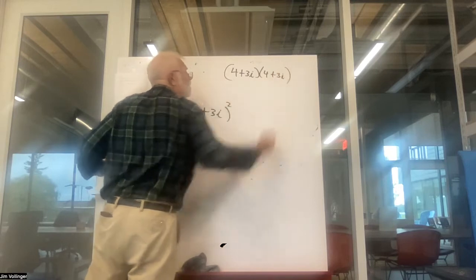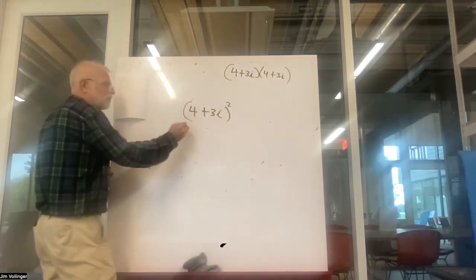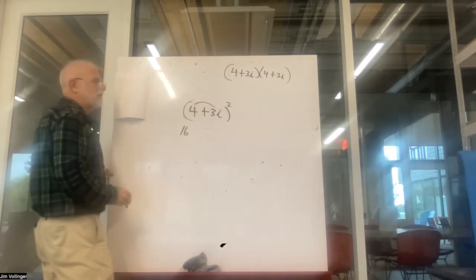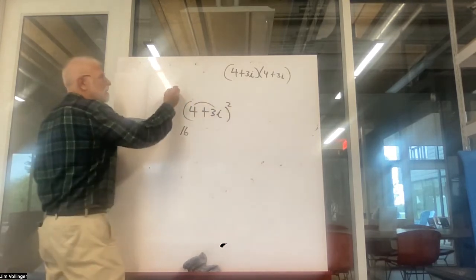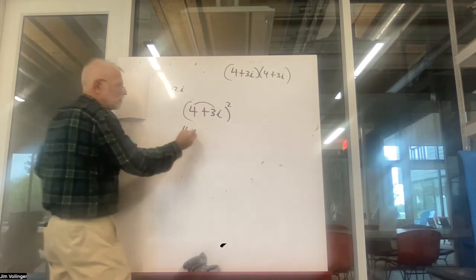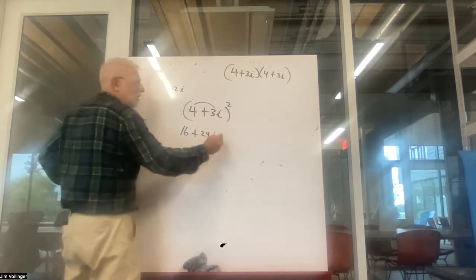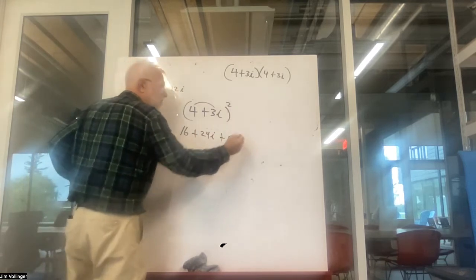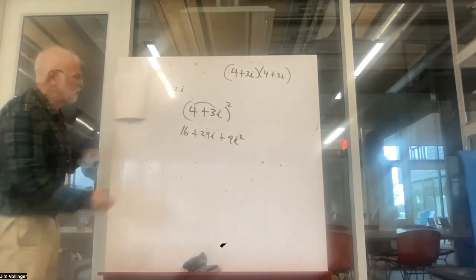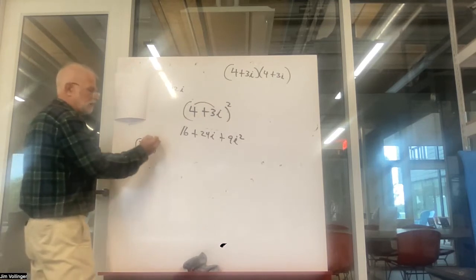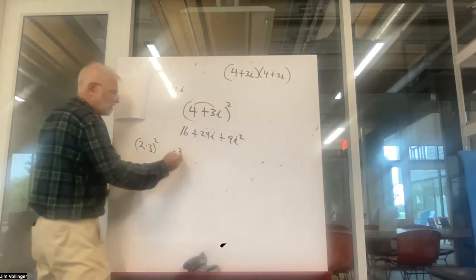We will do both. But did you remember that you square the first term? You do the product, which is 4 times 3, 12i. And what do we do? We got to double it, 24i. 3i times 3i is 9i squared. Right? So for instance, 2 times 3 is 6. And 6 squared is 36.